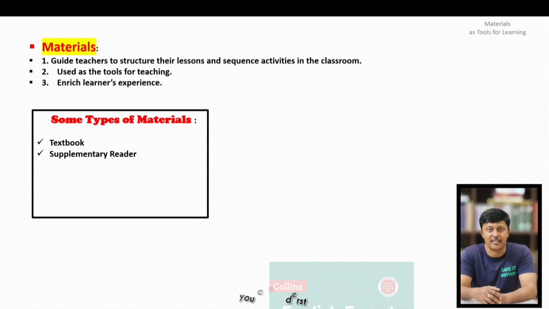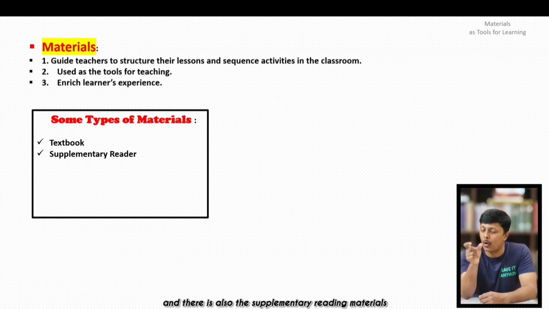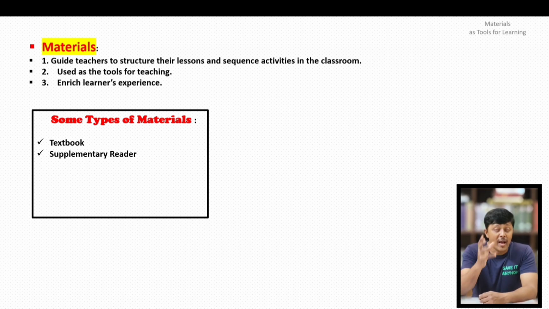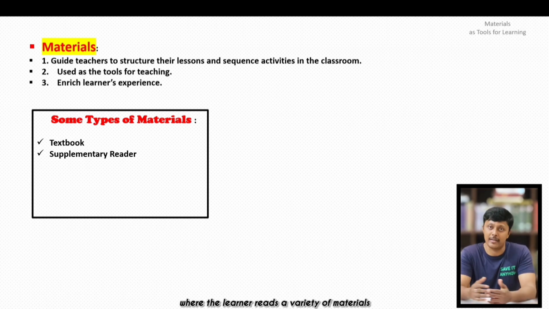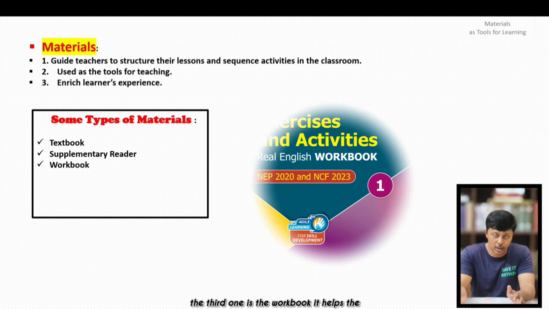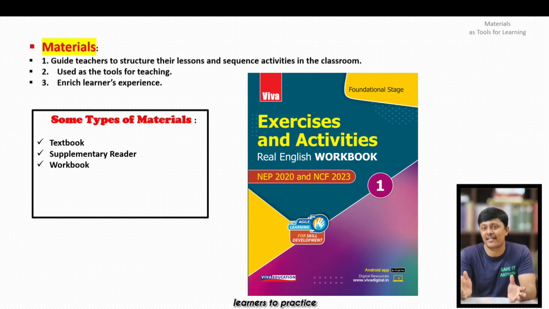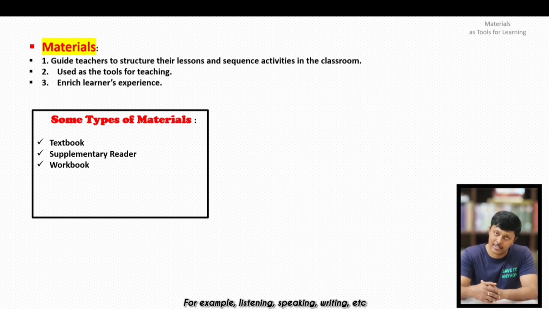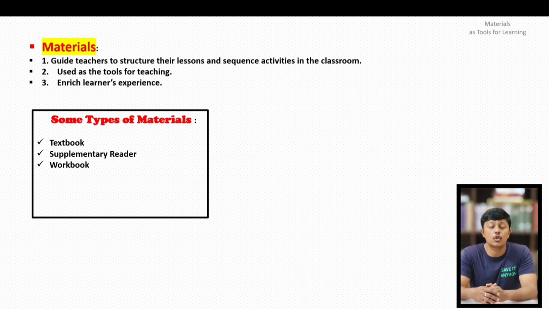As you can understand, supplementary suggests extra, that there is a textbook and there are also supplementary reading materials, where the learner reads a variety of materials and it enhances their reading skill. Secondly, it also enriches their command over language. The third one is the workbook. It helps the learners to practice and develop their language skills, for example, listening, speaking, writing, etc. And how do they manage all of this? Through different activities and exercises that they are given in the workbook.